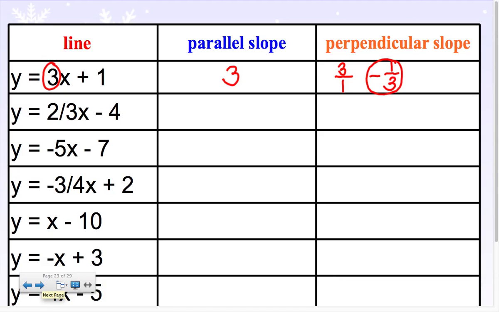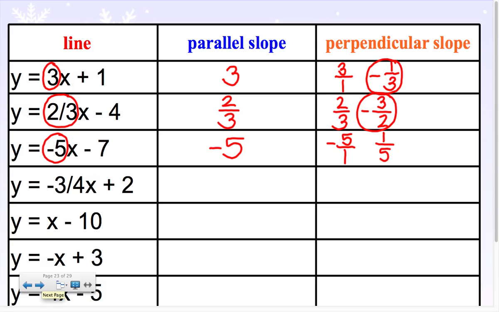In the second example, y equals 2/3 x minus 4, my slope is 2/3. So the line parallel to it would have a slope of 2/3. The line perpendicular to it, if I have 2/3, I'm going to take the reciprocal and have the sign be the opposite of the original. The original is positive, so my new slope is negative. Y equals negative 5x minus 7, the slope is negative 5. So the line parallel to it has a slope of negative 5. Negative 5 over 1, if I flip and change it, would become 1 over 5. I flipped it around, took the reciprocal, and changed the sign from negative to positive.